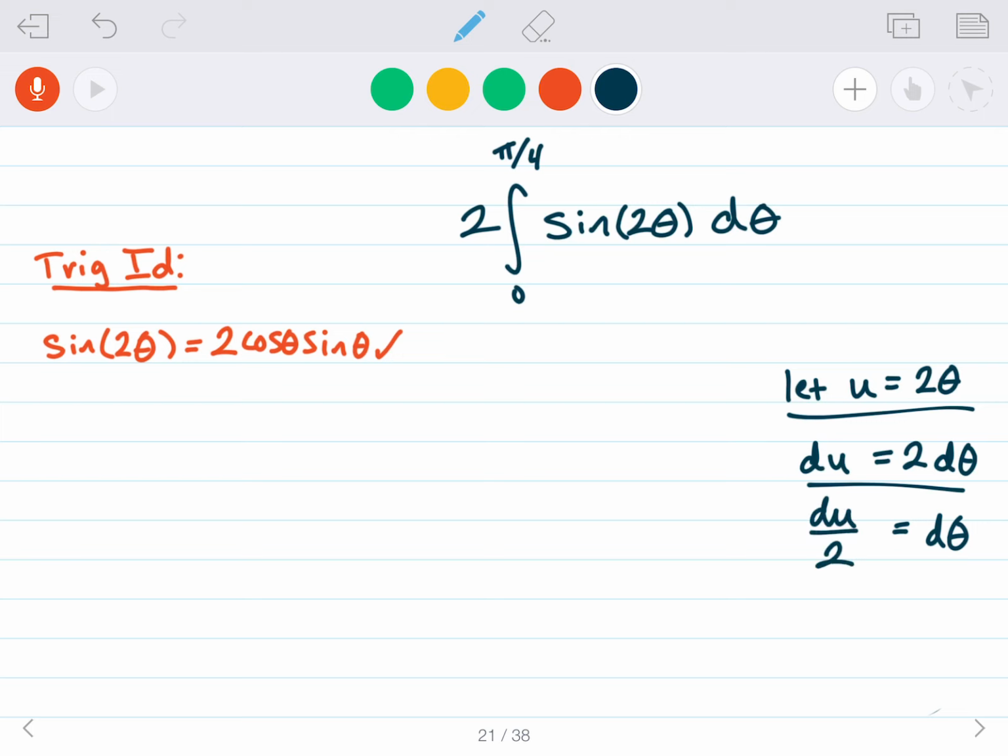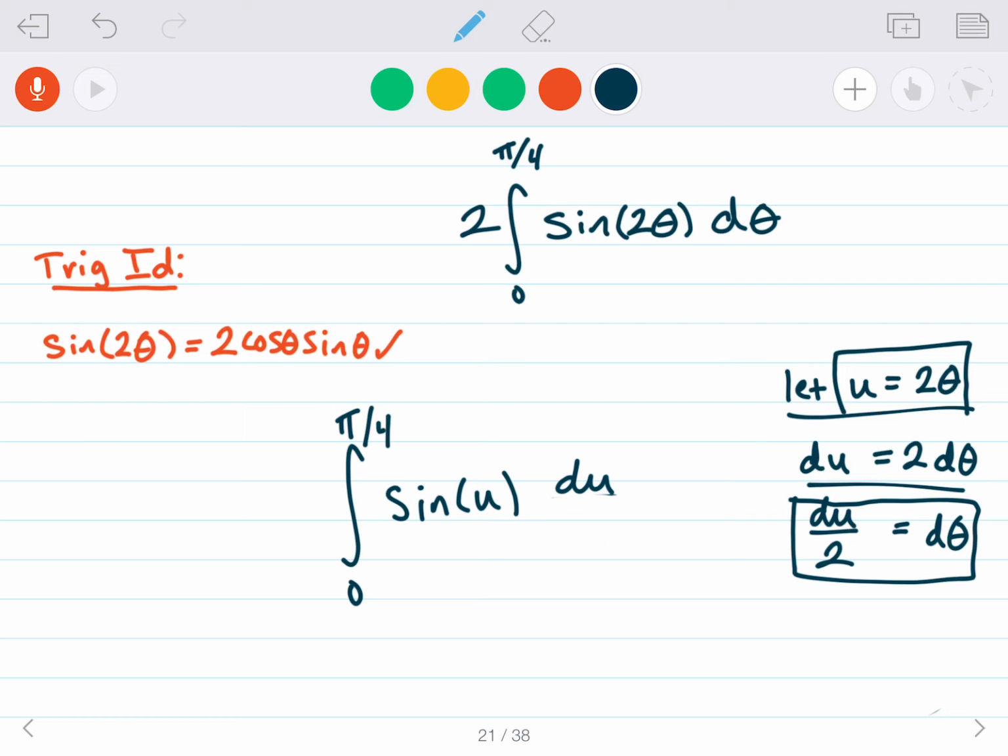well, then I get sine of u. And instead of d theta, I get du over 2. And I'm going to go ahead and bring that 1/2 to the front so that this just clears to 1. Okay, hopefully you guys can see that when I bring that in, it clears to 1. So I'm just going to erase everything right here because that all clears to 1. And now this is simple. So if I integrate this, I'm going to get negative cosine of u. And now I can plug in my u back, which was 2 theta. And I'm going from 0 to pi over 4.